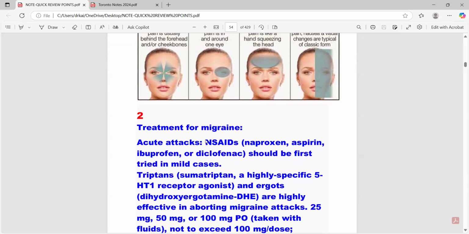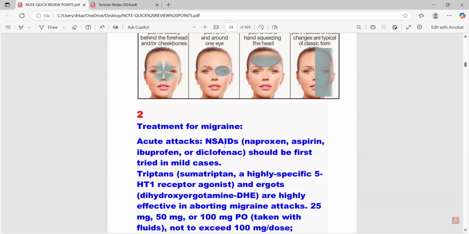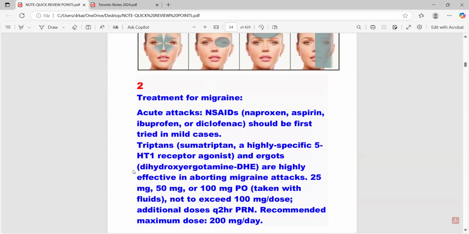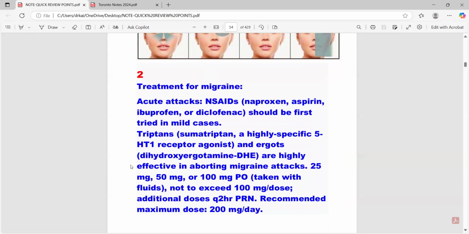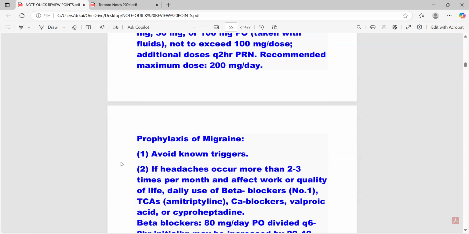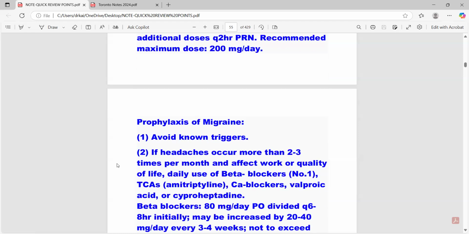For the treatment of a migraine acute attack, we usually go for NSAIDs like naproxen, aspirin, whatever it is. Then triptans. Triptans are also used for prophylaxis as well. And ergots are highly effective in aborting migraine attacks. The doses are also written, so you can just see from here. Then prophylaxis of migraine is to avoid the main triggers. Usually it was made at the time when the CDM was there, so these are just the lines you can quickly read.